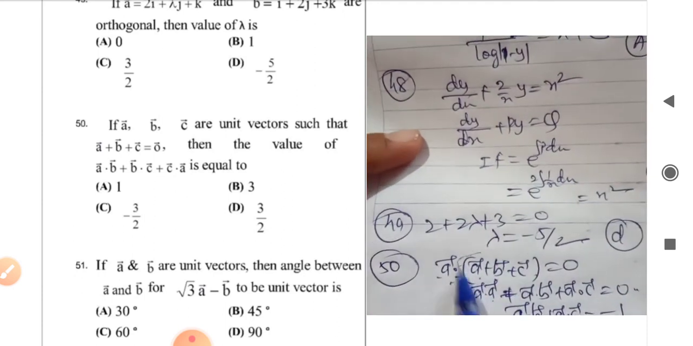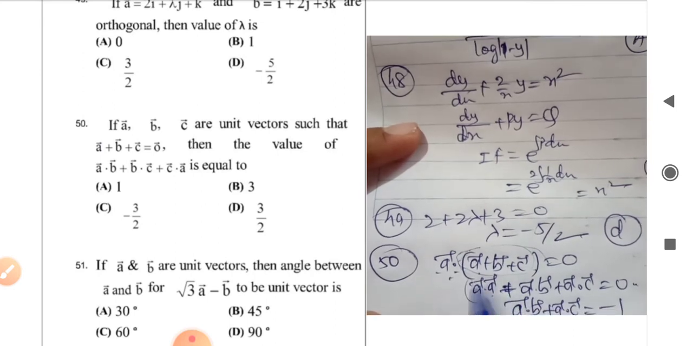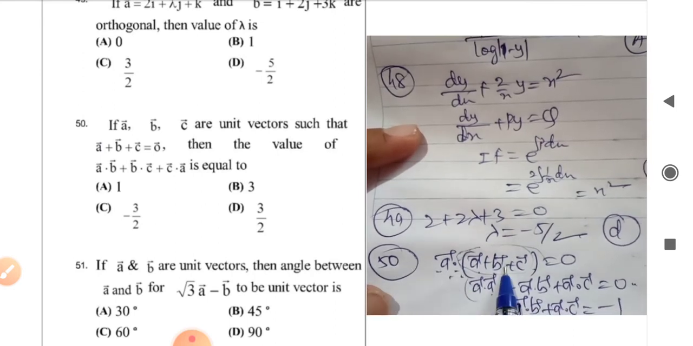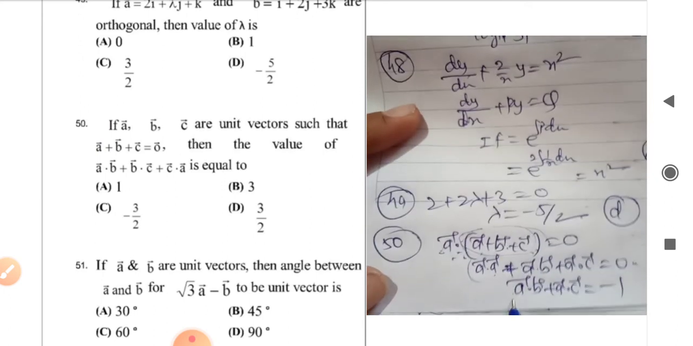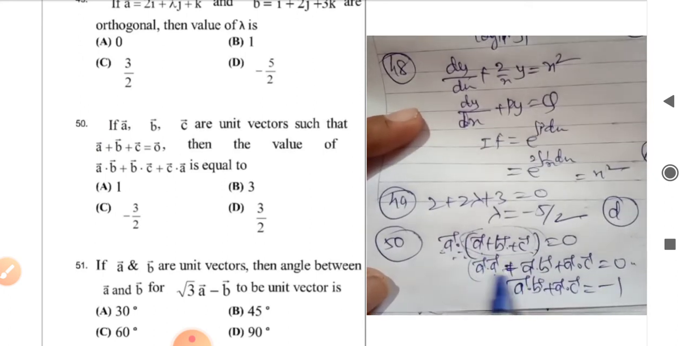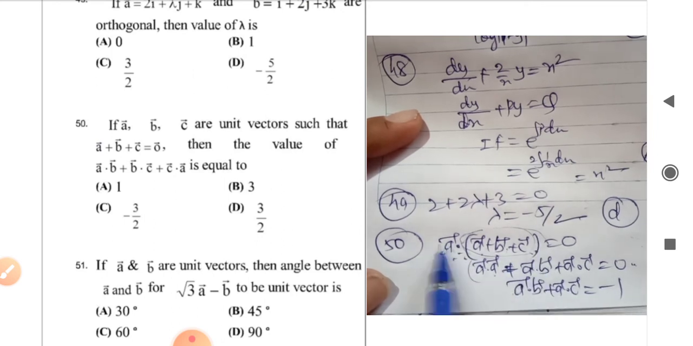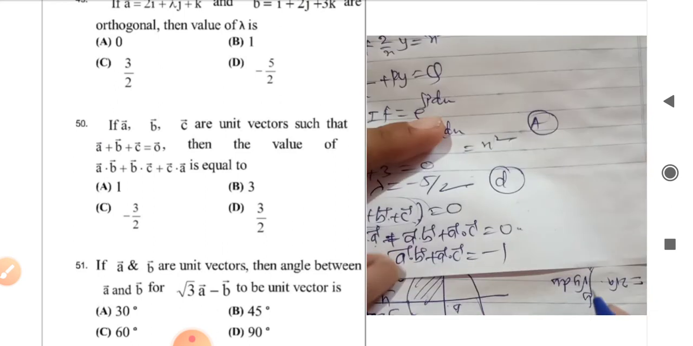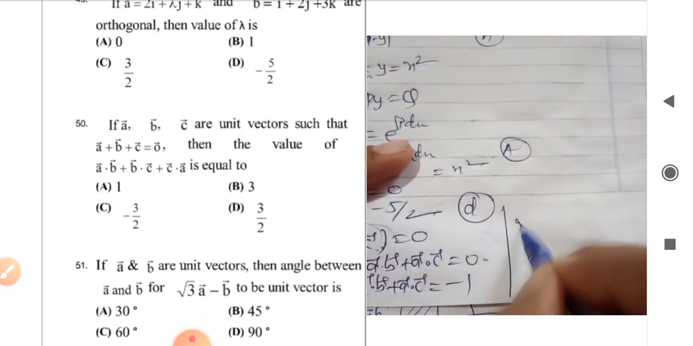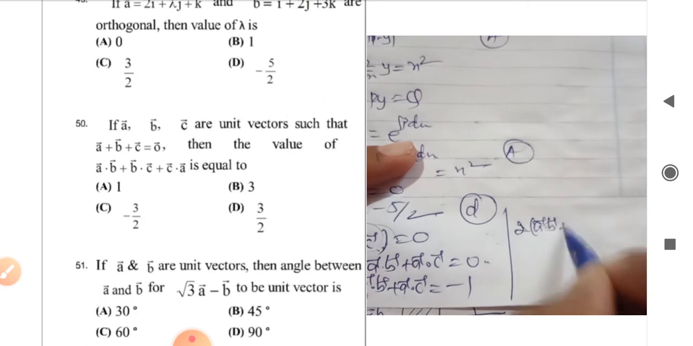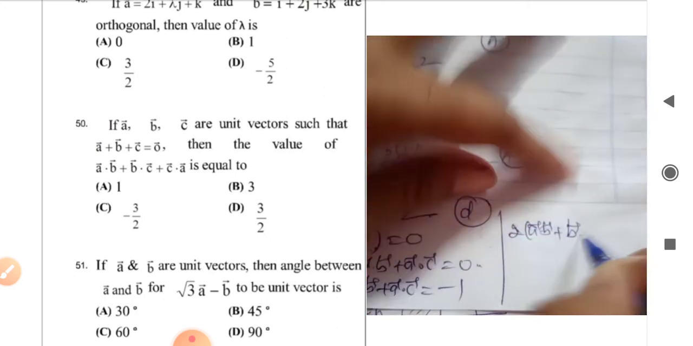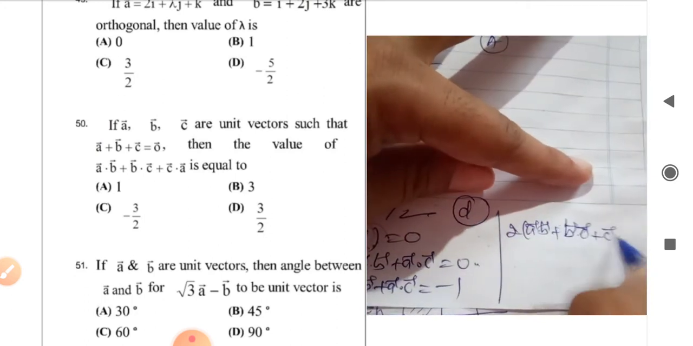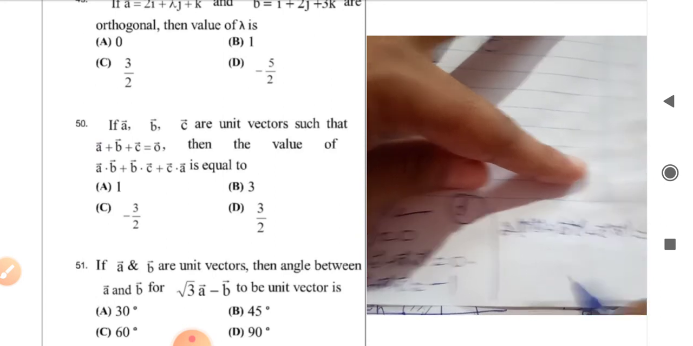Similarly for this identity, if I multiply by b, b dot b becomes 1, I get b dot a, b dot c, and already we have a dot b here, so one more time you get b dot a. Then the third time, if I multiply by c, c dot a, c dot b, c dot c, and c dot c becomes 1. So adding all, you get 2 times of a dot b plus b dot c plus c dot a, that's equal to minus 3, correct.